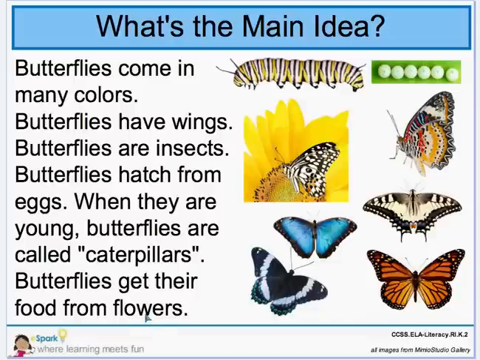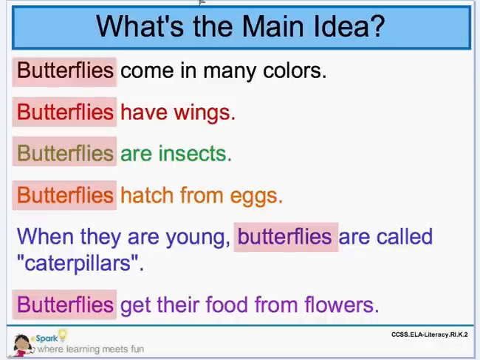So we used clues in the text, and we used pictures to help us understand what the main idea of this story is. And if I go back to the page with all of the sentences on it, and we say that the main idea is about butterflies, all of these sentences are supporting details, because all of these sentences tell another piece of information about butterflies. Butterflies come in many colors. They have wings. They are insects. They hatch from eggs. They start out as caterpillars, and they get their food from flowers. So our main idea is butterflies, and each one of these sentences is a supporting detail.